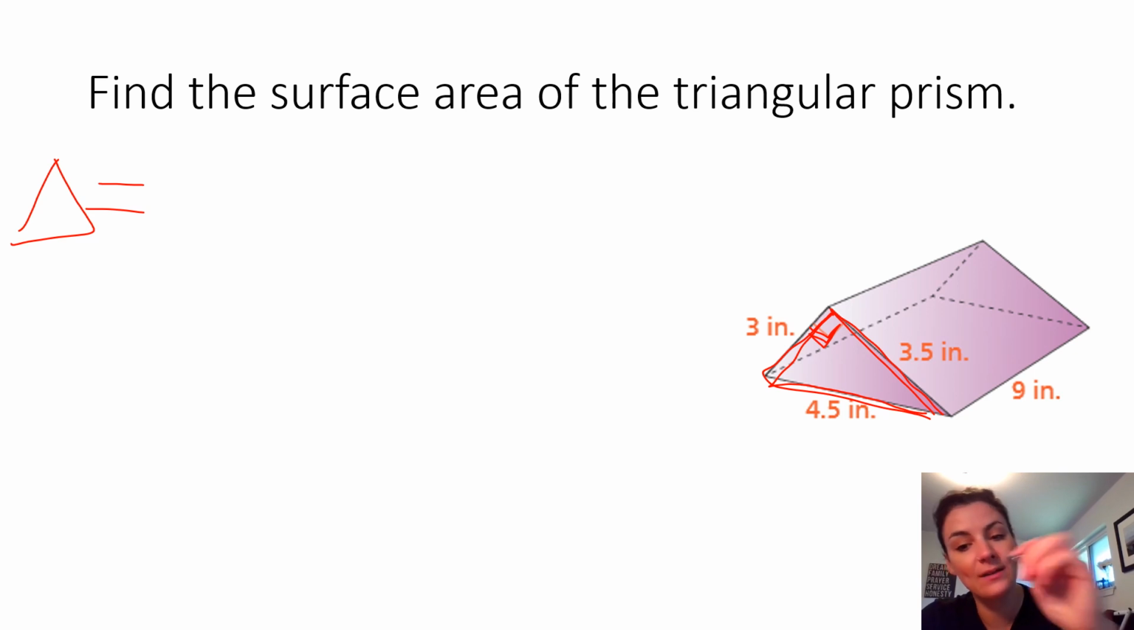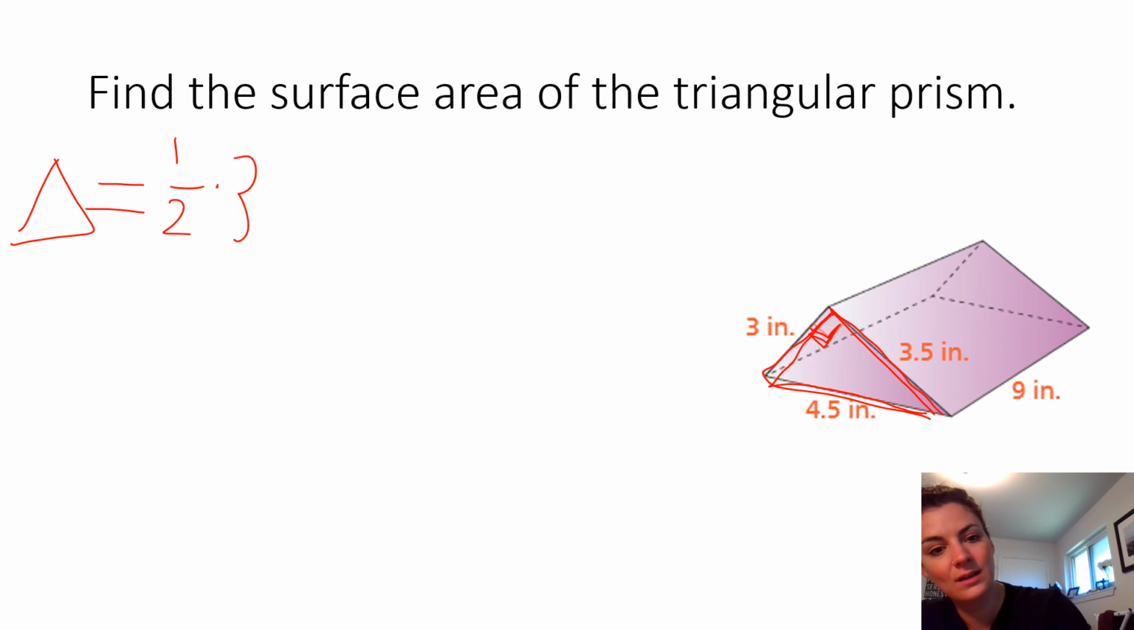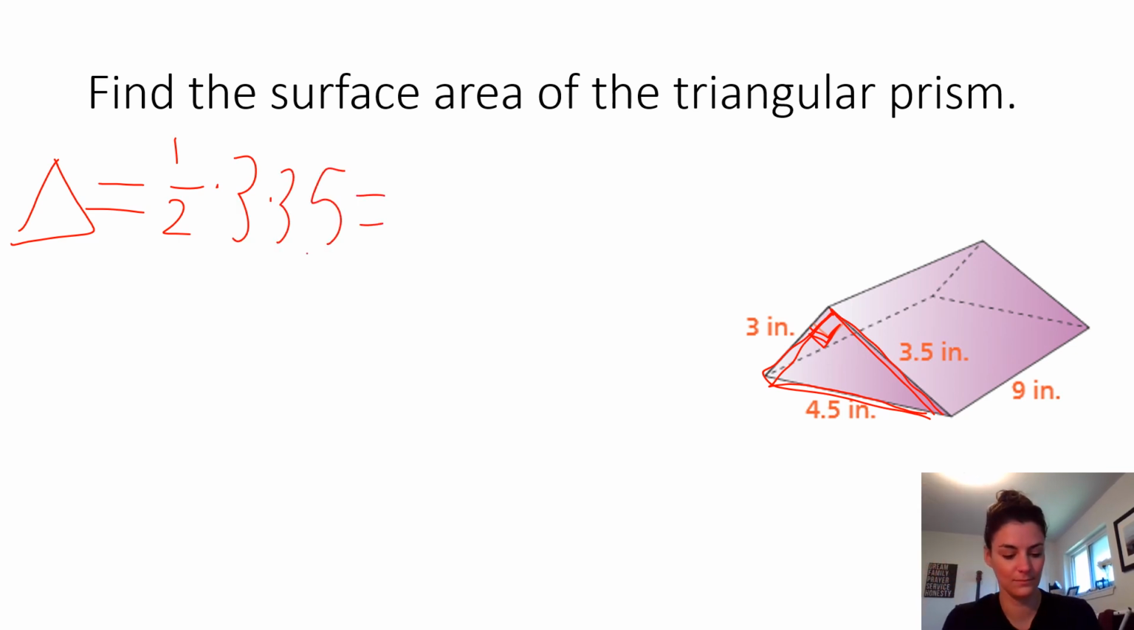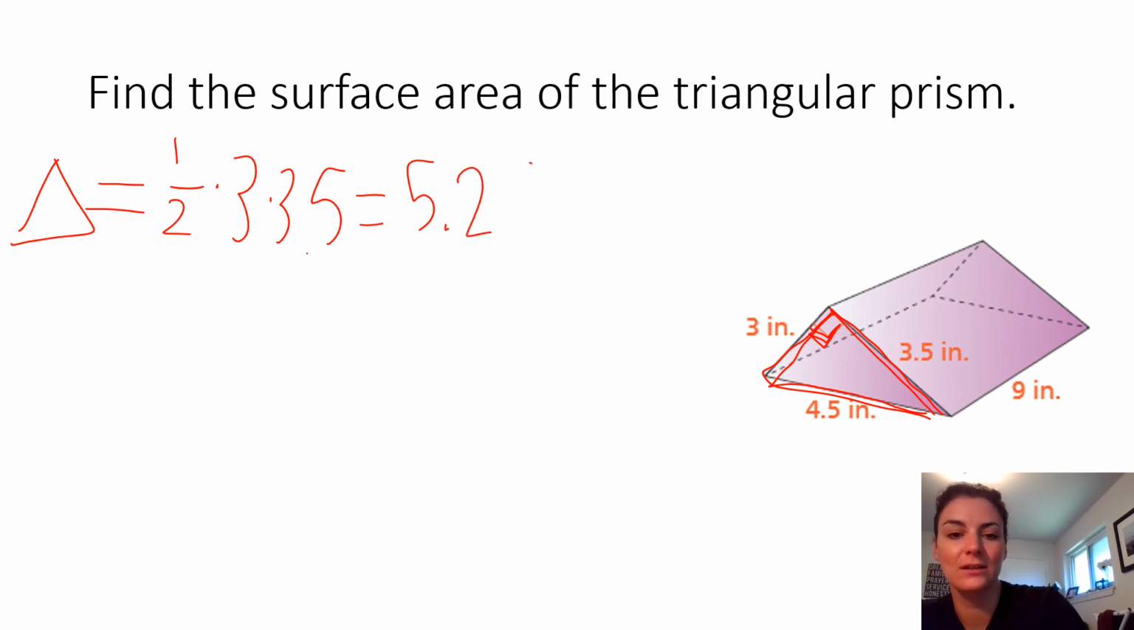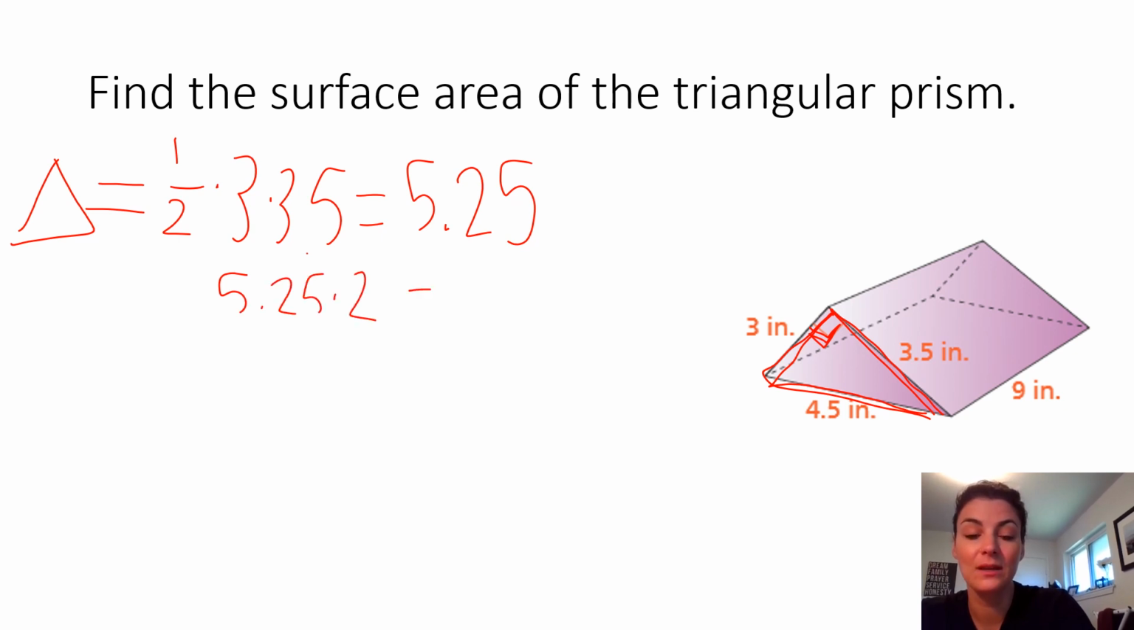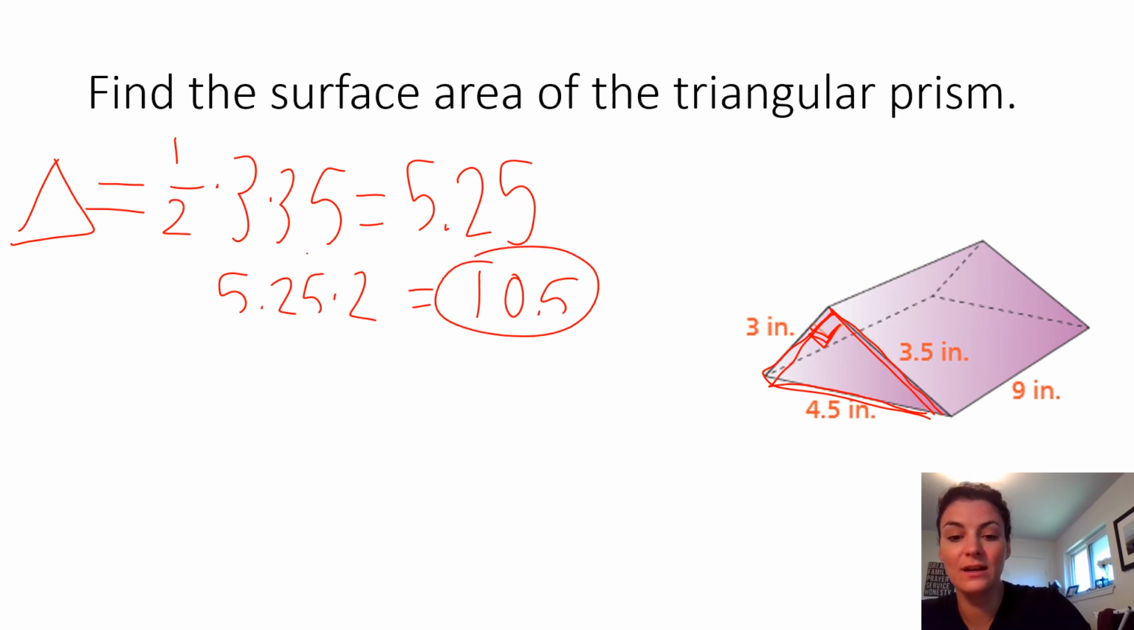So the area of this front triangle is going to be 1/2 times 3 times 3.5. So it's 5.25 is the area of the front triangle. And then let's just multiply that by 2 right now because the front and back are the same. So 10.5. Okay, so we found the area of the front triangle and the back triangle. So now we need to find the area of the 3 rectangles.